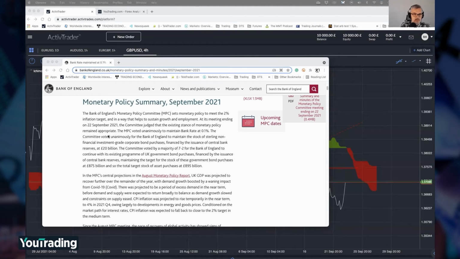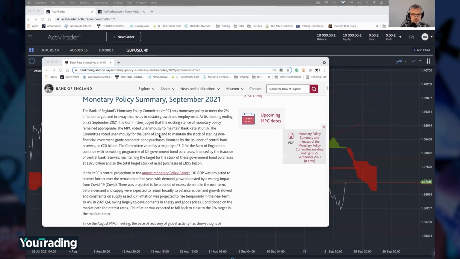So just going to start with the actual statement. It says the Bank of England's Monetary Policy Committee sets monetary policy to meet the 2% inflation target and in a way that helps to sustain growth and employment. So pretty similar to the FOMC. They're looking for prices to be stable, and they want inflation around 2%, and they want employment to be maximized.